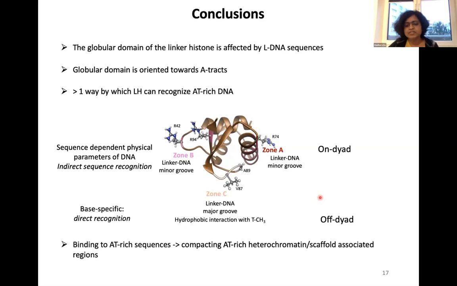And this is very important biologically, because despite certain sequence differences between linker histone subtypes and despite their different binding modes, linker histones universally have an affinity towards AT-rich DNA. And that plays a major role in compacting heterochromatin, for instance. And of course, it employs more than one way of recognizing AT-rich DNA.